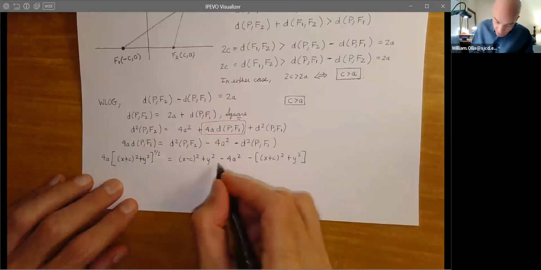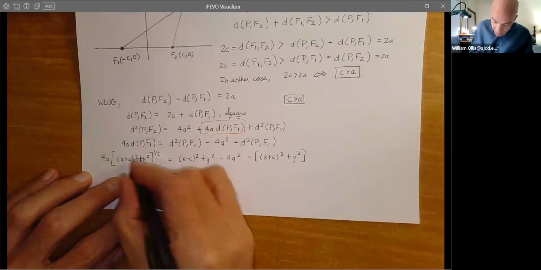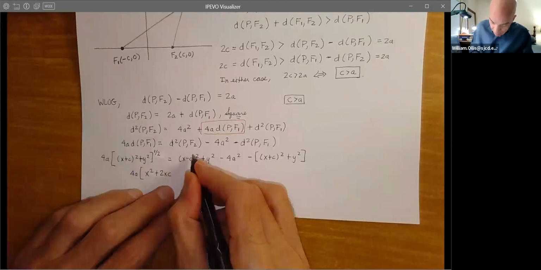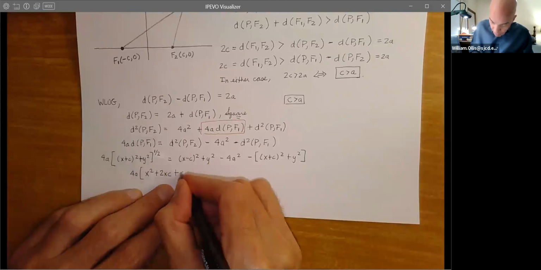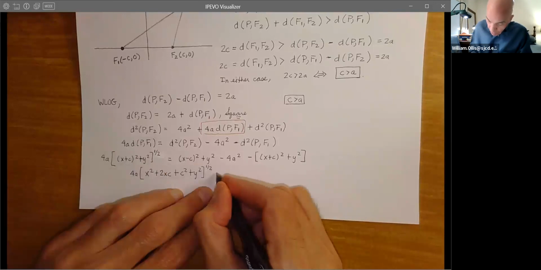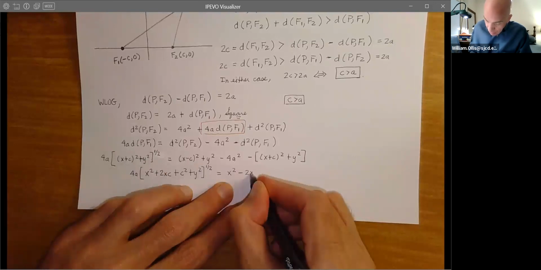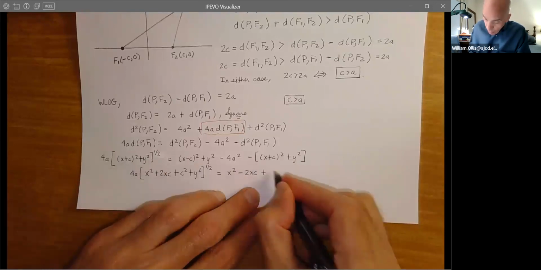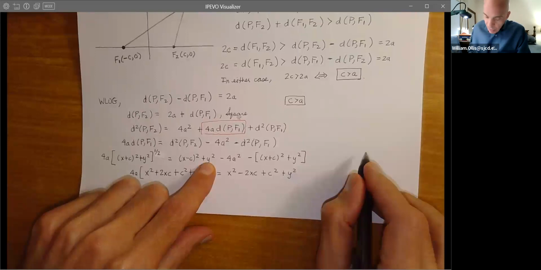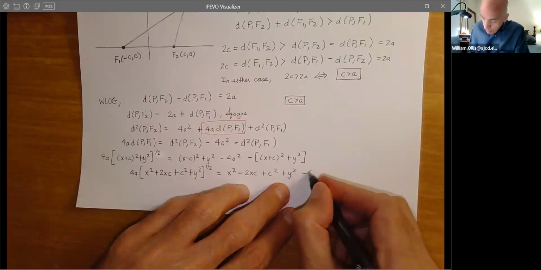Let's reduce this. So we get a 4a, and if you like, go ahead and expand this: x squared plus 2xc plus c squared plus y squared to the 1/2, and go over here and do the same: x squared minus 2xc plus c squared plus y squared. Remember last time I just put the y squared on the end because I left it out, but I'll be sure to leave it in this time, minus 4a squared.